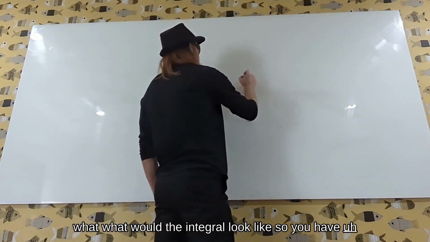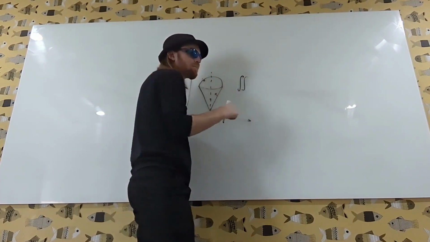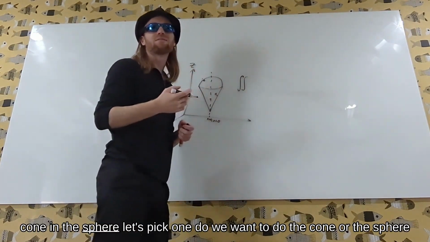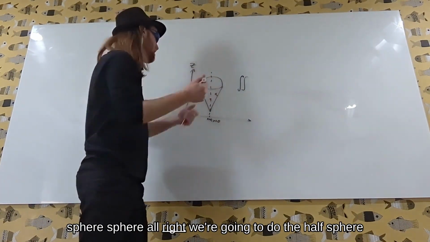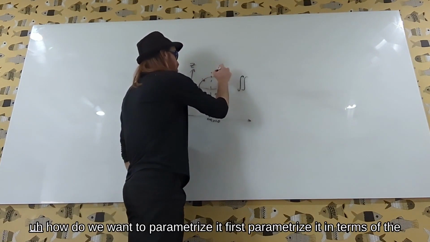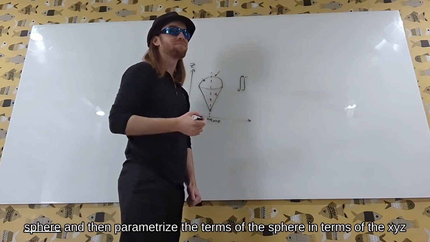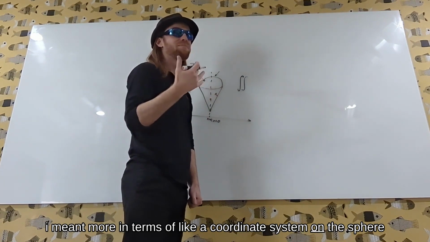You're going to be integrating over a surface for both the cone and the sphere. How do we want to parameterize the cone and the sphere? Let's pick one. Do we want to do the cone or the sphere? Sphere. All right, we're going to do the half sphere. How do we want to parameterize it? First parameterize it in terms of the sphere, and then parameterize the sphere in terms of x, y, z. I meant more in terms of a coordinate system on the sphere.